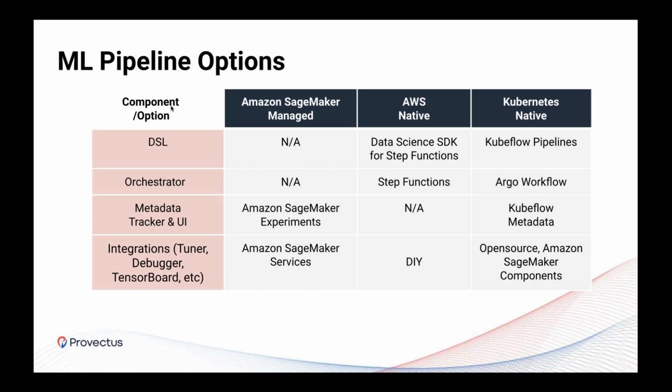Yeah, and if you see the components here, there are three main components of the machine learning pipeline: DSL, orchestrator, metadata tracker, and UI and integrations. Airflow basically is an orchestrator, and it has its own DSL. Kubeflow has a metadata tracker and a nice UI, purposely built for the machine learning experience, and it has integrations with the machine learning ecosystem.